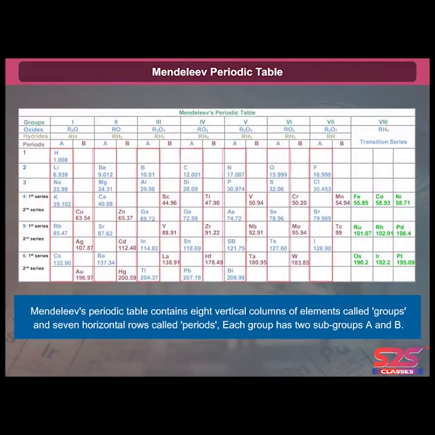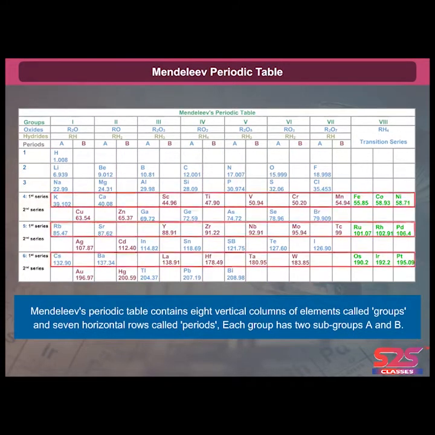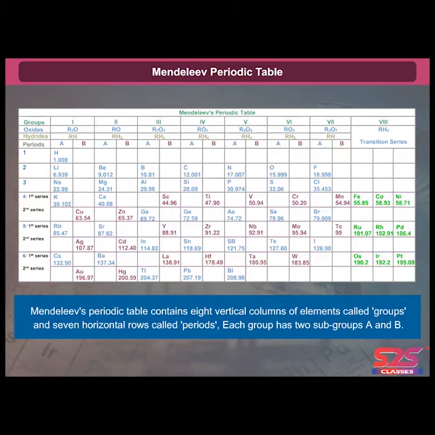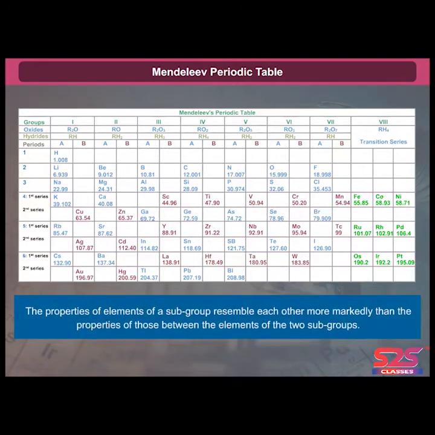Mendeleev's periodic table contains 8 vertical columns of elements called groups and 7 horizontal rows called periods. Each group has 2 subgroups, A and B. The properties of elements of a subgroup resemble each other more markedly than the properties of those between the elements of the 2 subgroups.